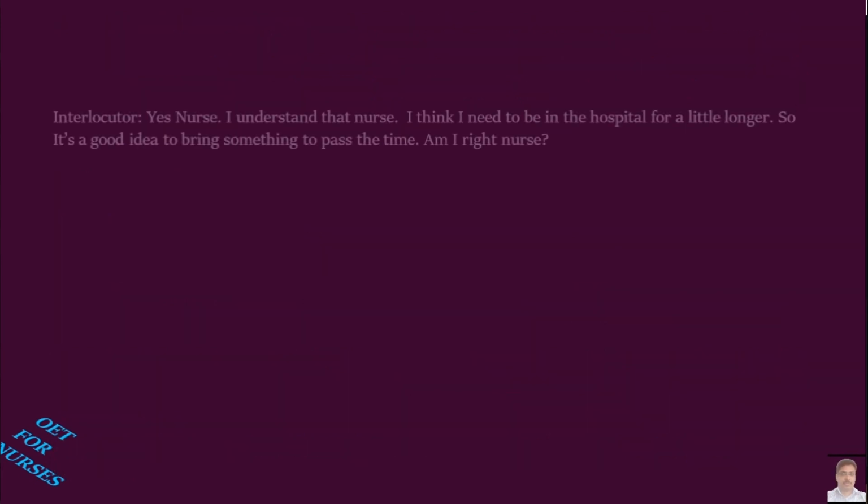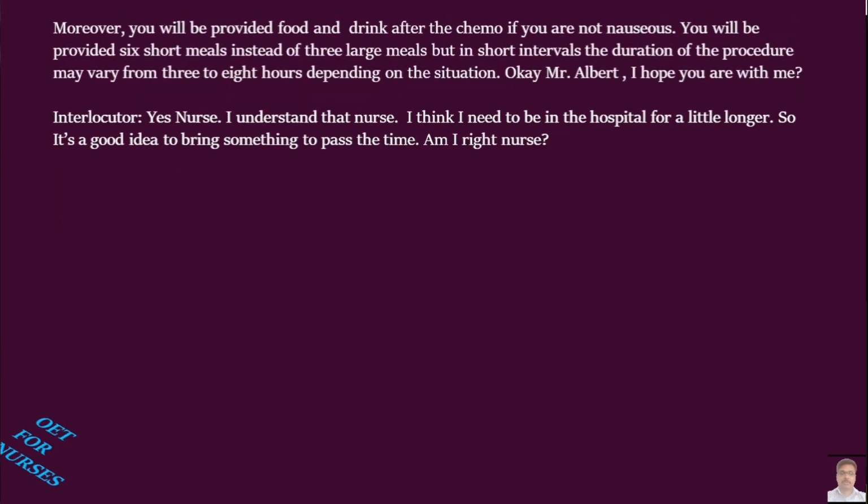Moreover, you will be provided food and drink after the chemo if you are not nauseous. Then you will be provided 6 short meals instead of 3 large meals, but in short intervals. The duration of the procedure may vary from 3 to 8 hours depending on the situation. Okay, Mr. Albert, I hope you are with me.